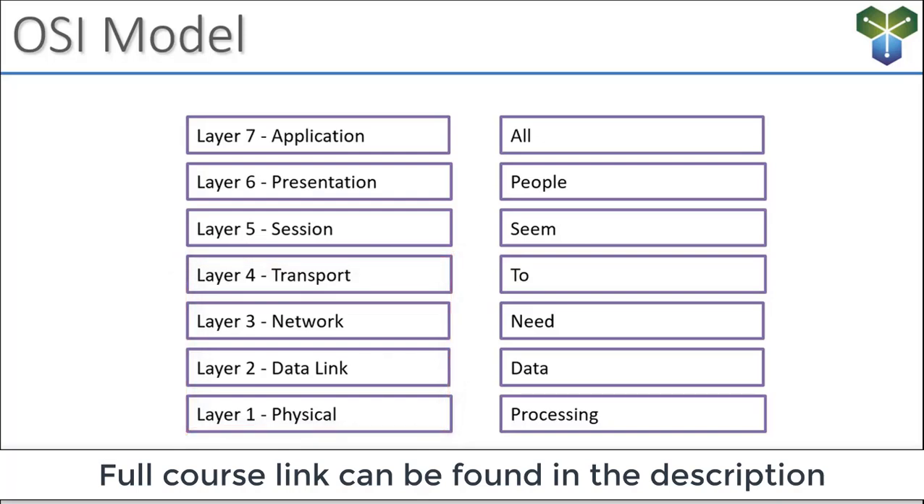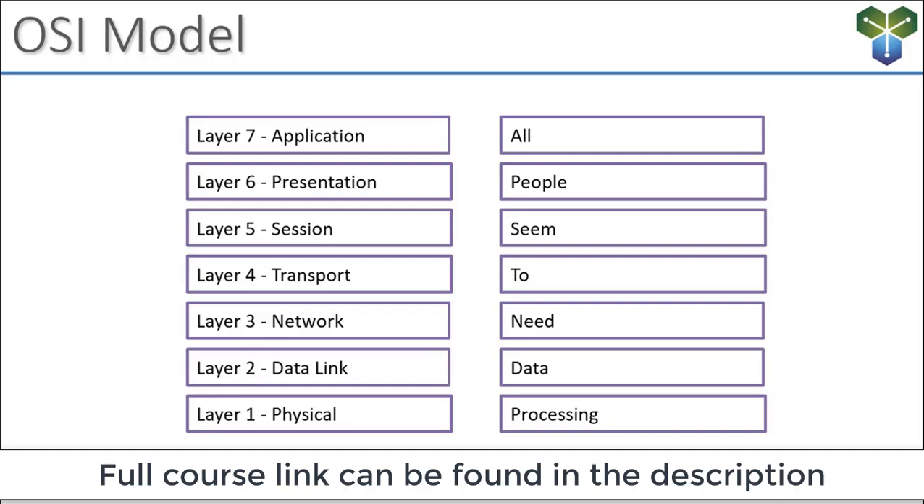We'll start from the top down: application, presentation, session, transport, network, data link, and physical. An easy way to remember these layers is the little mnemonic device shown here on the left. All people seem to need data processing. The first letter of each of those words is the same as the first letter of each of the layers of the OSI model. If we can remember all people seem to need data processing, it'll help us remember the 7 layers of the OSI model.